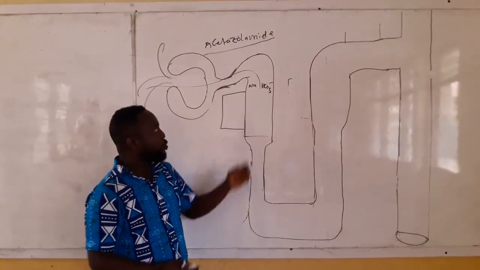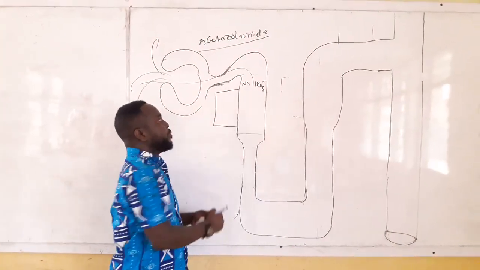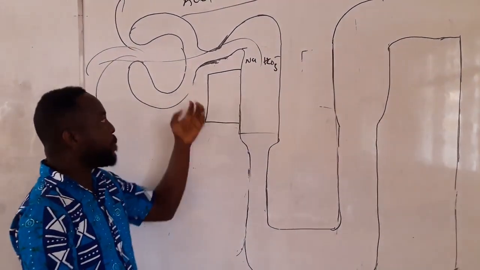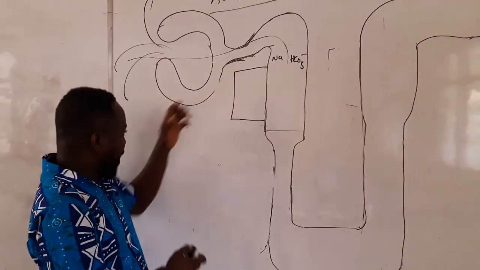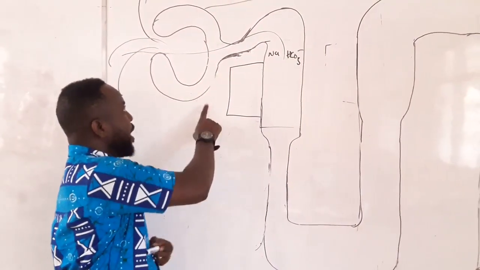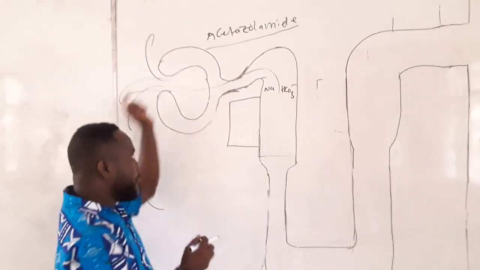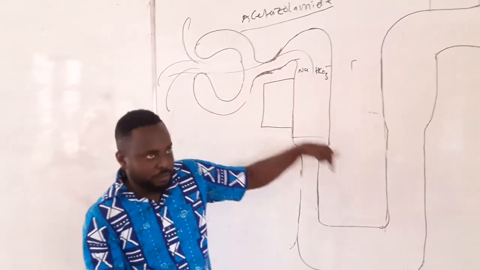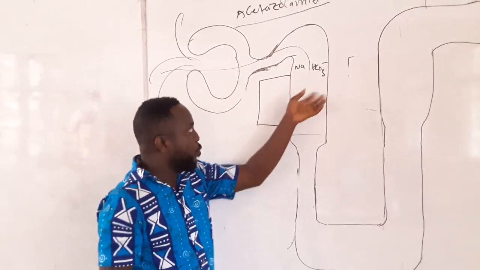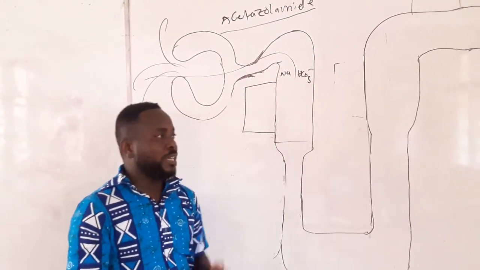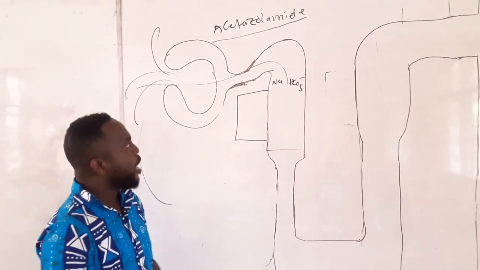But at the proximal tubule, we have bicarbonate and sodium, and they will have to be reabsorbed from here back into the interstitial spaces. Then from there they move straight into the blood again, so they come back, and the cycle will continue. The body will reabsorb bicarbonate and sodium at this point.